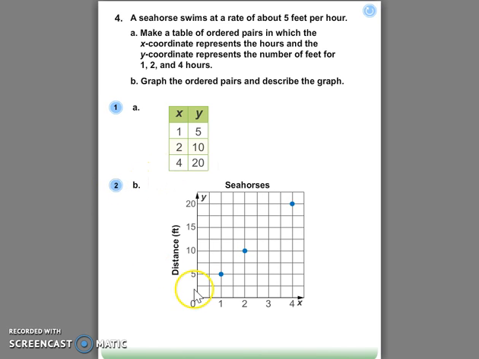So when I graph it, (1, 5), (2, 10), (4, 20). Now I can look at it and I can say, hey, these appear to be in a straight line. So, and in this case they are. And we'll talk more about graphing straight lines and things like that later on in a future chapter.